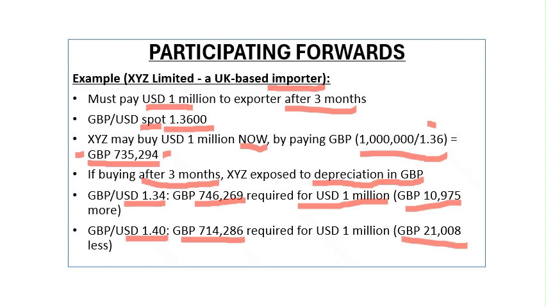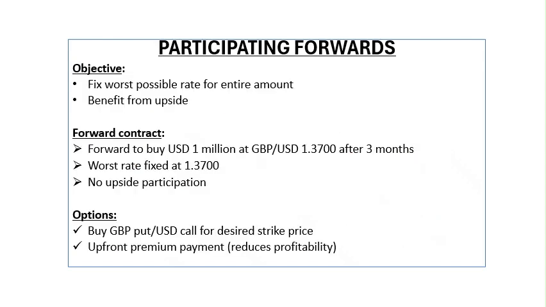XYZ wants to limit the worst possible rate for the entire amount, but also wants to benefit from the upside. It has got two objectives. It wants to limit the worst possible rate, that is, it wants to cap its downside, but it also wants to participate in the upside. For achieving this, XYZ cannot enter into a simple forward rate contract because it will simply fix the forward rate for the entire amount, say at 1.3700. XYZ won't be able to benefit from further favorable movement in GBP USD beyond 1.37. Of course, the worst case scenario will be 1.3700.